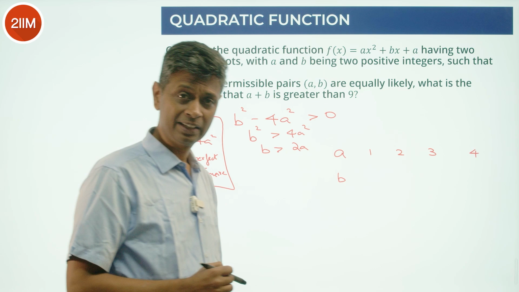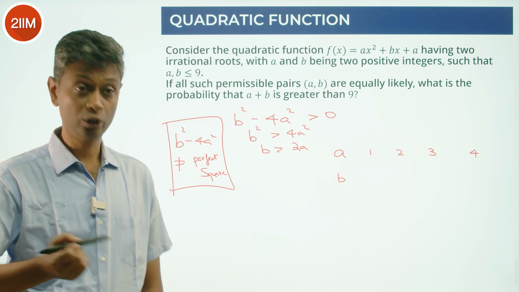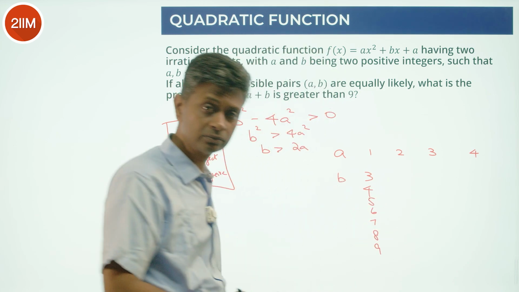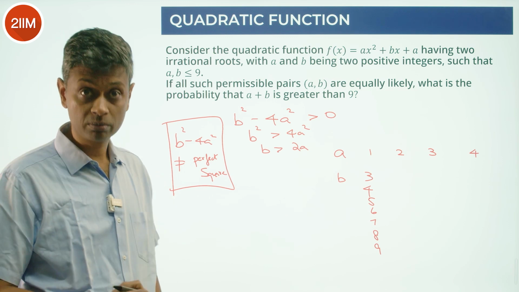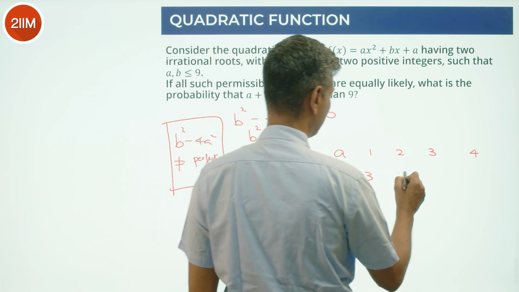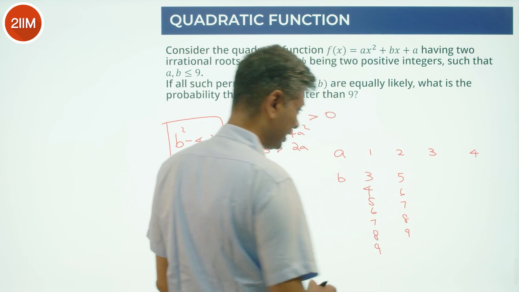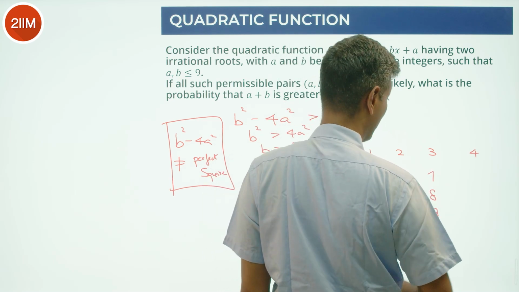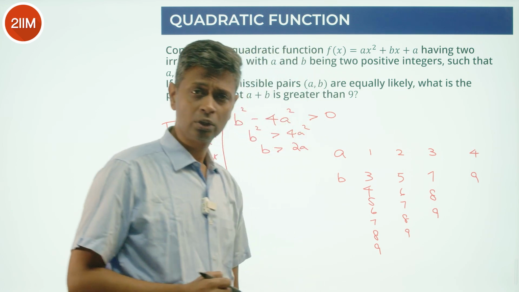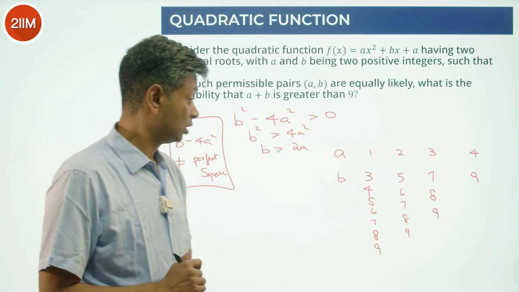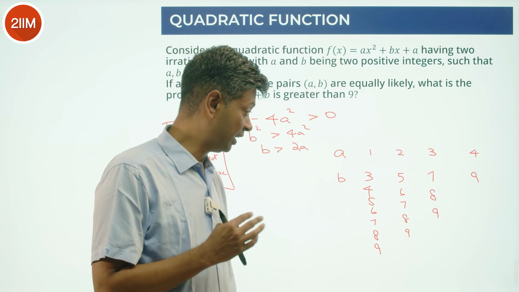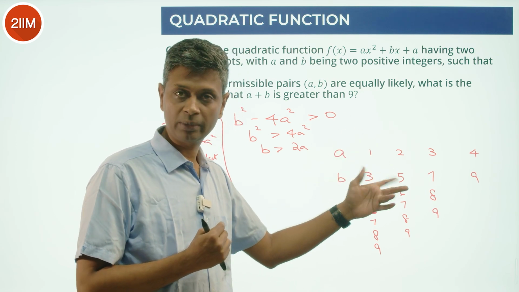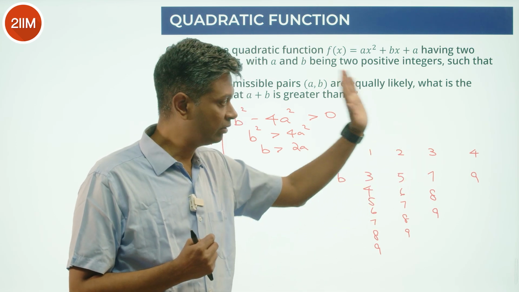What values can b take? If a were 1, b has to be more than 2. So this will be 3, 4, 5, 6, 7, 8, 9. If a were 2, 2a is 4, b is more than 4. So starting with 5, 5, 6, 7, 8, 9. If a were 3, 2a is 6, 7, 8, 9. If a were 4, 2a is 8, b should be only 9. So my possible set of values: a is 1, b is 3; 1, 4; 1, 5; 1, 6; 1, 7; 1, 8; 1, 9; 2, 5; 2, 6; 2, 7; 2, 8; 2, 9; 3, 7; 3, 8; 3, 9; 4, 9.